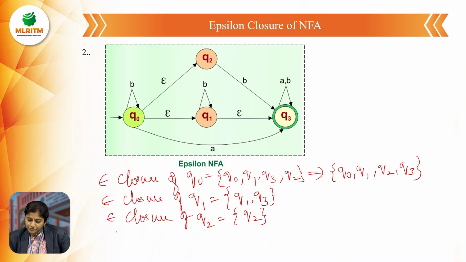Okay. Next, epsilon closure of Q3. Okay, the same state first. Then, is there any outgoing transition from Q3 state with epsilon symbol? No. So Q3 itself will be the epsilon closure of Q3 state. Okay, this is how we need to write the epsilon closure of each state.